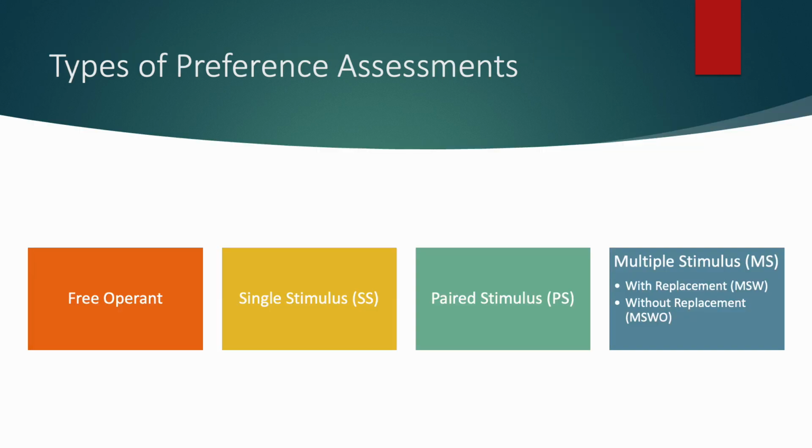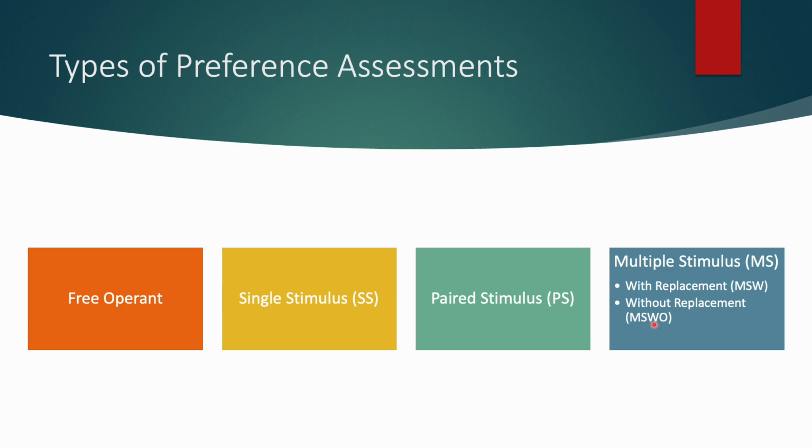These are the names of the different formal preference assessments that we have in ABA. As I mentioned, you can conduct an informal preference assessment, and then we also have our free operant preference assessment, the single stimulus preference assessment, the paired stimulus preference assessment, and then we have two different multiple stimulus preference assessments. We have the multiple stimulus with replacement, and then we have the multiple stimulus without replacement.